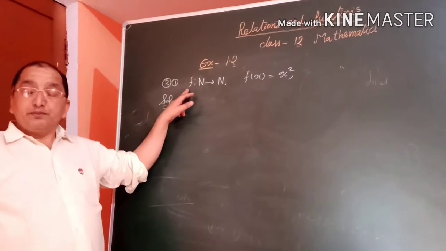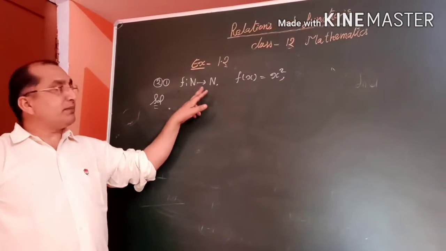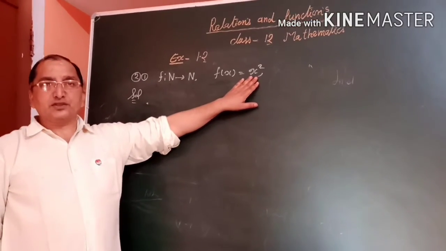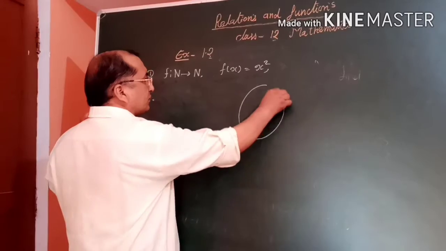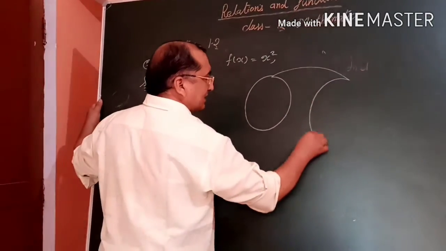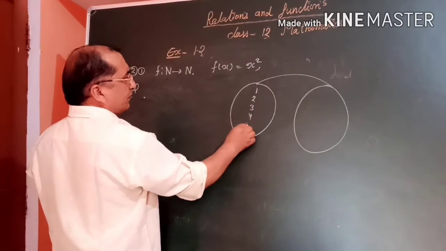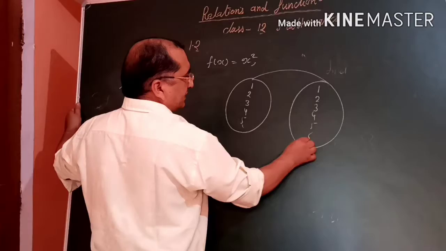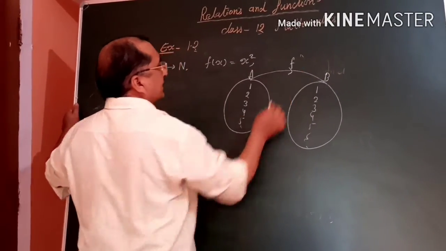f is a function defined from N to N, meaning natural numbers to natural numbers, and the function is defined in such a way that f of x equals x square. Before that, now see, do one thing. Natural number to natural number means the first set as well as the second set, all the elements are natural numbers: 1, 2, 3, 4, 5, 6 and so on. This is A and this is B, and this is a function f.